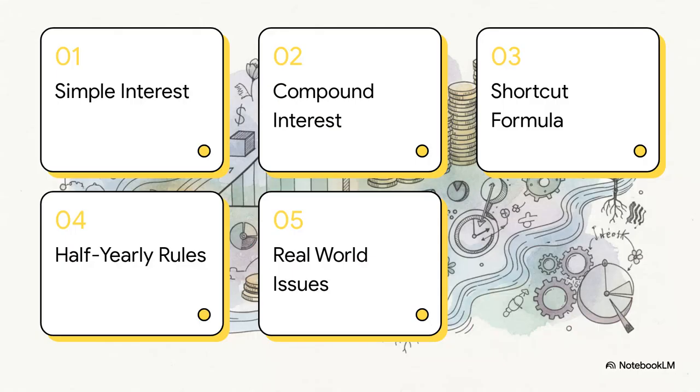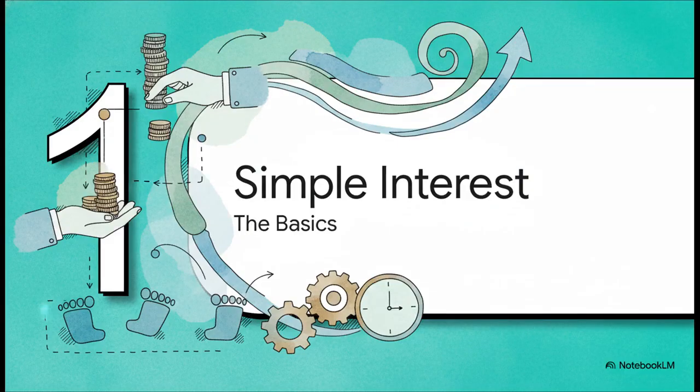Here's our roadmap for today. 1. Borrowing and simple interest. 2. Enter compound interest. 3. The math shortcut formula. 4. Compounding half-yearly. And 5. Changing rates and depreciation. Let's get to it.